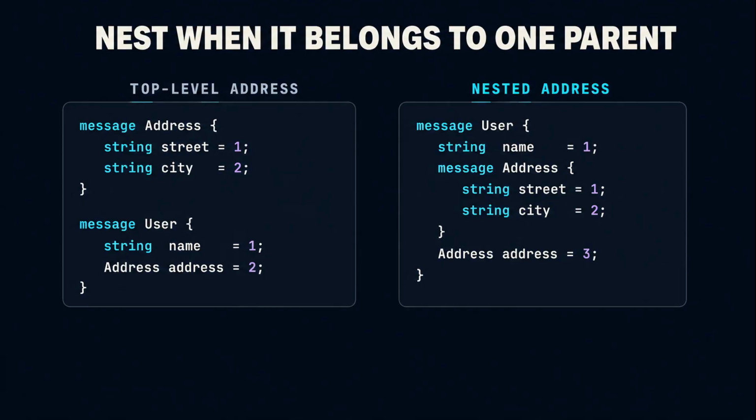Picture a user message that needs a home address. You could define address at the top level of your proto file. That works if address is shared across many messages. But if address only ever appears inside user, defining it at the top level just clutters the namespace. So you define address inside the user block and reference it directly. 1 organizational choice, no wire format consequence.